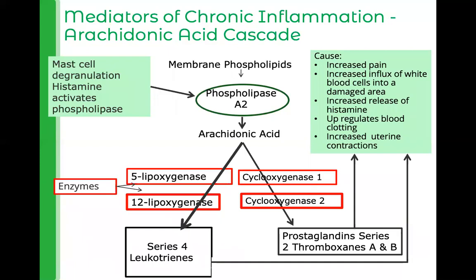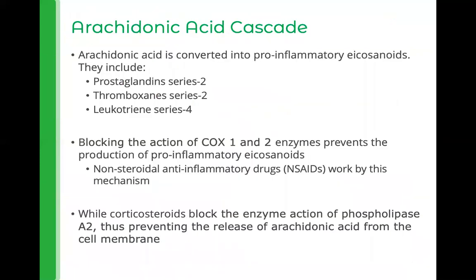So these are all really just chunking down. All the diagrams have chunked it down a lot. Arachidonic acid cascade is here. We've already said that it gets converted down into your inflammatory cytokines like your prostaglandin series 2, thromboxanes, and leukotrienes. And then talked about the medication that blocks the action of COX-1 and COX-2 enzymes. So that reduces the production of pro-inflammatory eicosanoids. So sometimes that's a good thing, and sometimes it's not.